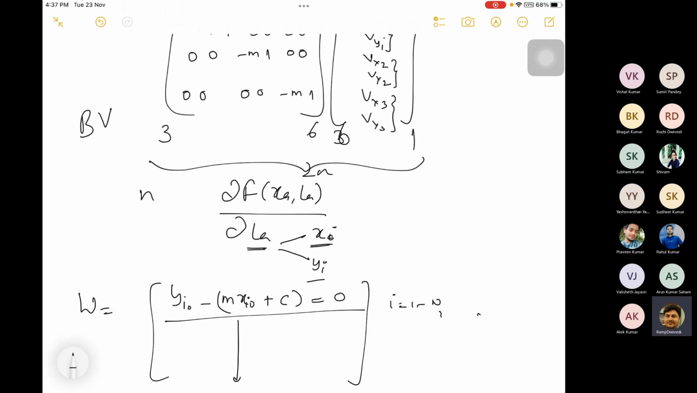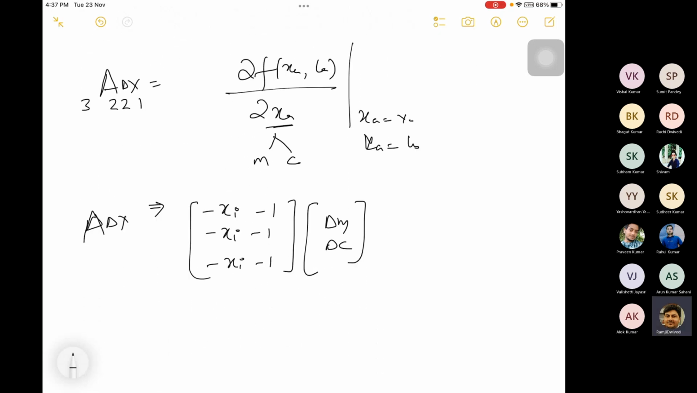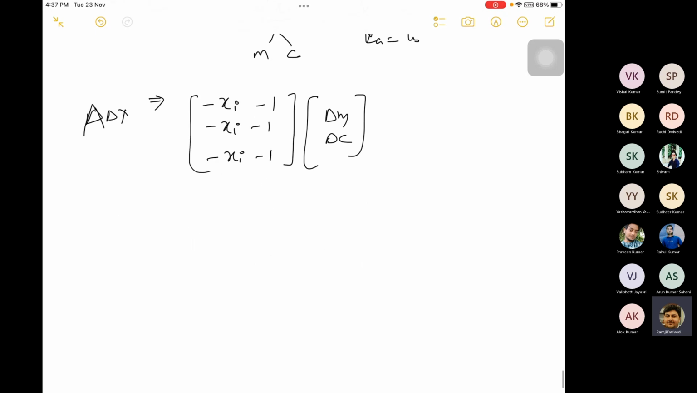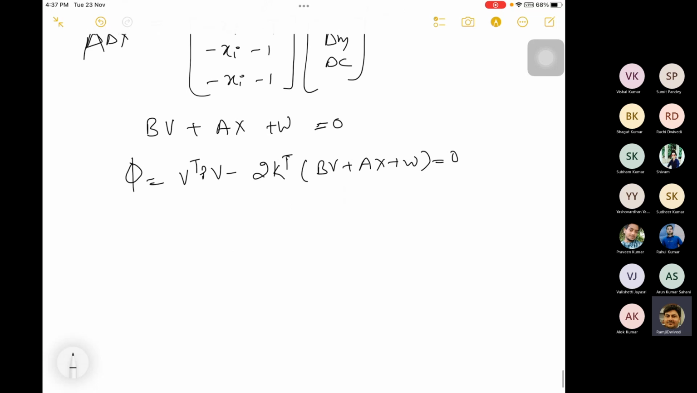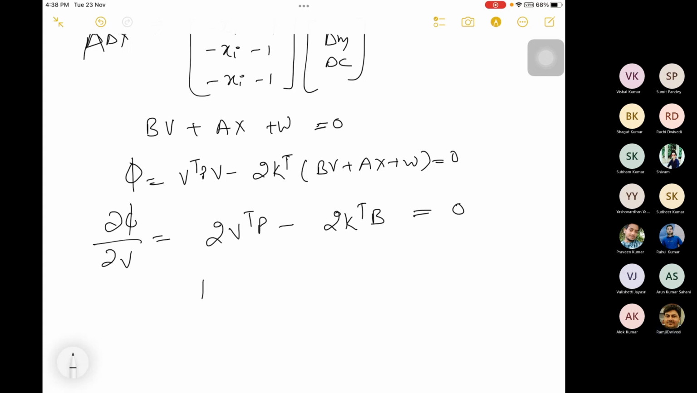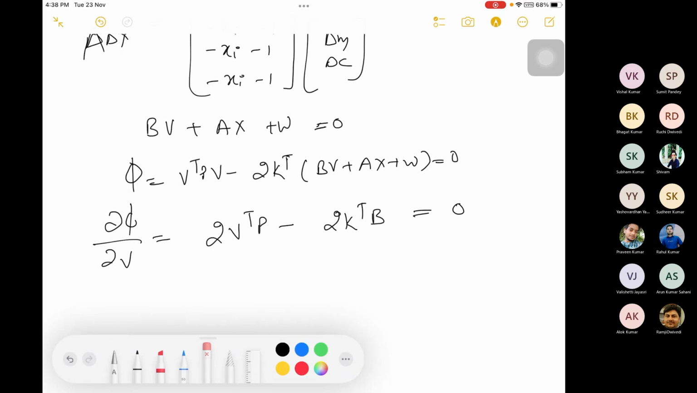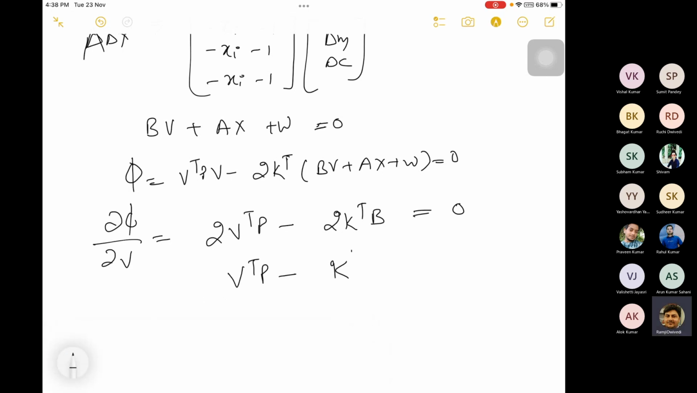Now, in order to solve BV plus A delta X plus W, you have to open up the BV plus A delta X plus W equation. And then obviously phi, which is V transpose PV minus, again similar to previous, 2k transpose of BV plus A delta X plus W, is equal to 0. Then del phi by del V becomes 2V transpose P minus 2k transpose B. Then make it equal to 0. Then V transpose P minus K transpose B is equal to 0.